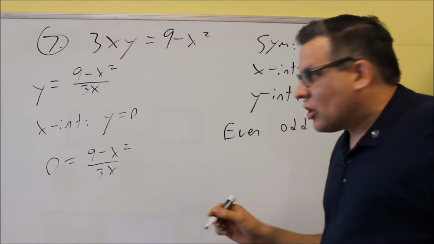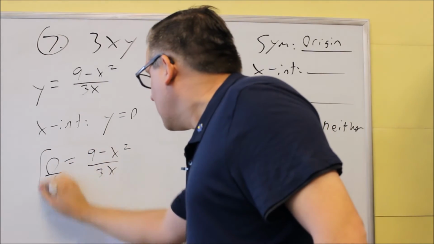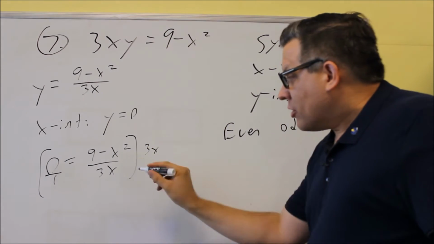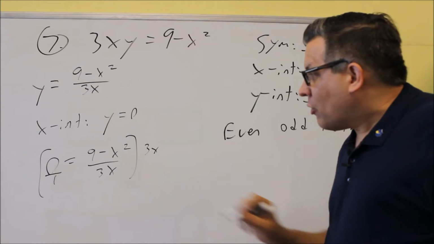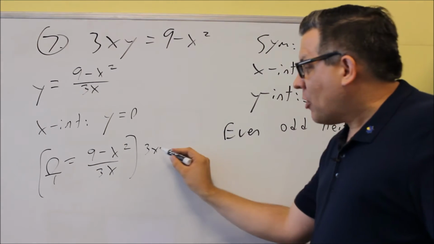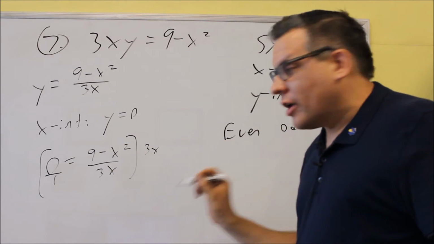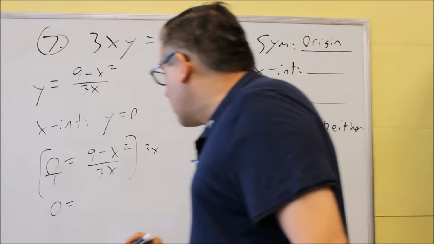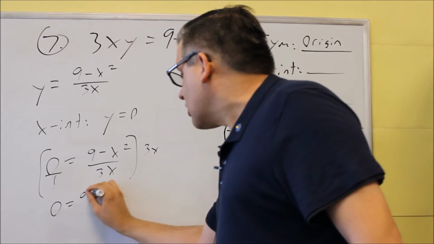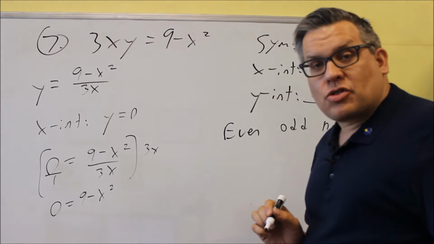Now the way that you want to solve this one is we're going to take this whole thing and multiply both sides by the denominator. So the denominator is 3x there. I want that to go away. So I'm going to multiply both sides by 3x. If I multiply 3x times the 0 there, I get 0. So I get 0 there, and on this side, the 3x's cancel out, and you get 9 minus x squared.